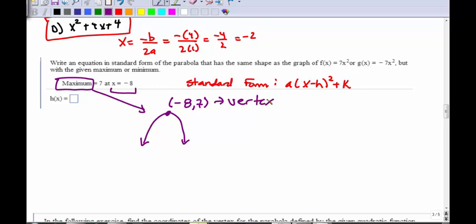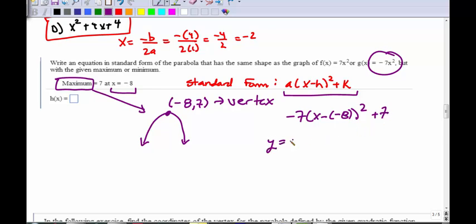Now we can use this value of the vertex to put this in standard form. And remember, we said we're going to use negative 7x squared because it's a parabola opening down. So my a value is going to be negative 7. Okay, and then I have my x minus h. Now h is negative 8, so I'll have x minus a negative 8 quantity squared, and then plus my k value. Now k is my y value, so plus 7. Now rewriting, minus a negative is the same as a positive, so this is negative 7 times x plus 8 quantity squared plus 7.